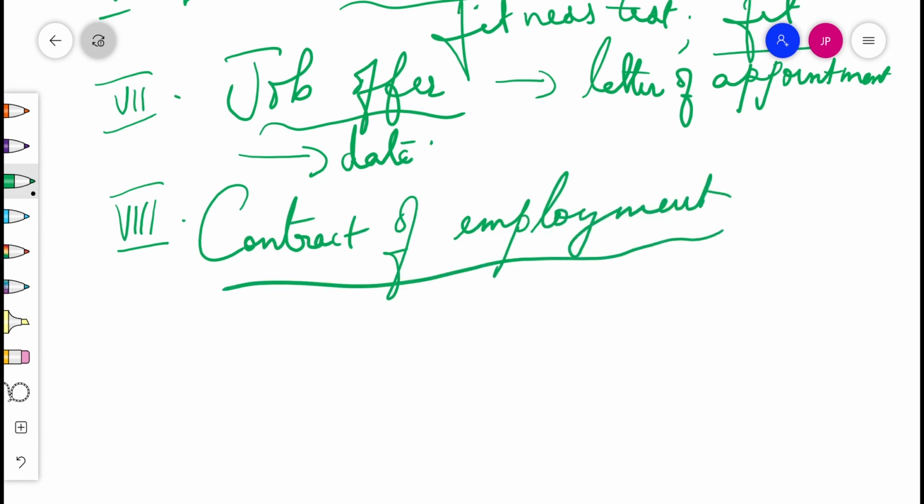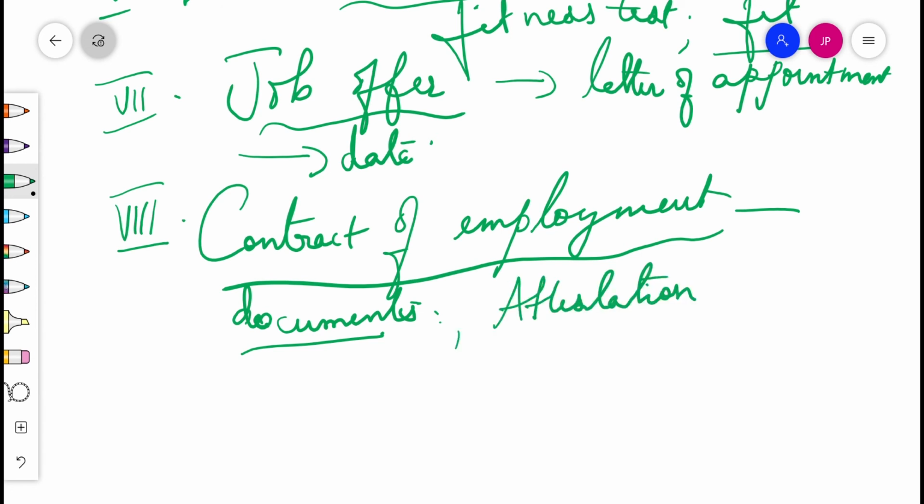After the job offer has been made and the candidate accepts the offer, certain documents need to be executed by the employer and the candidate. One such document is the attestation form, and this form contains certain vital details about the candidate which are authenticated and attested by him or her. Attestation form will be a valid record for future reference, and there is a need for preparing a contract of employment.